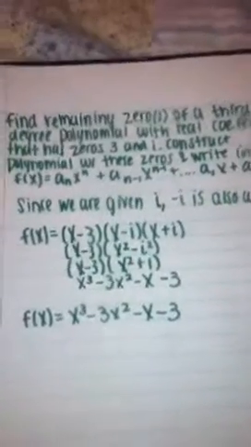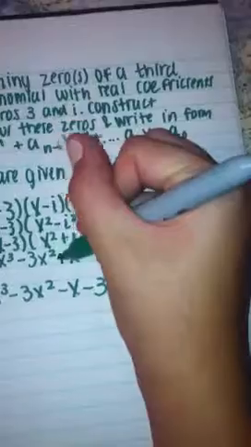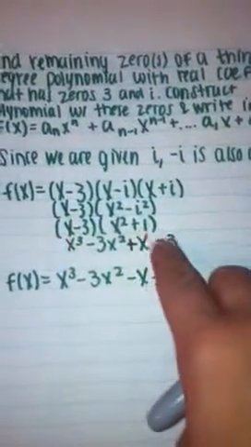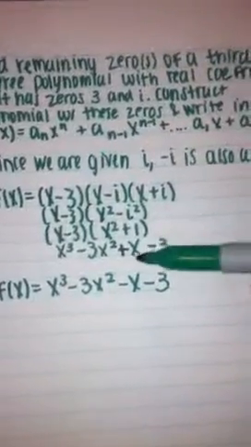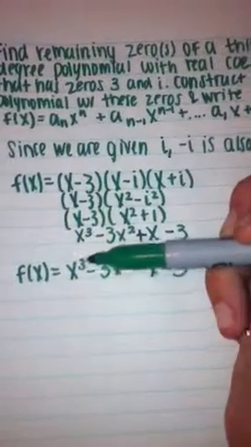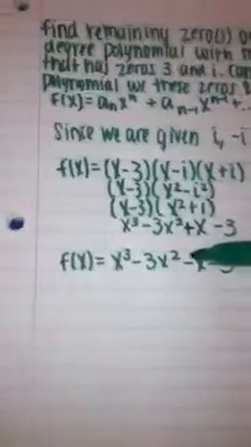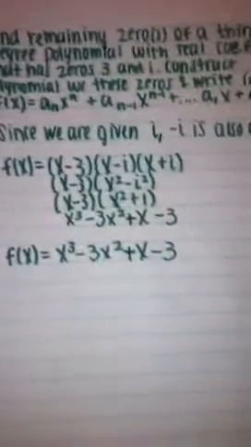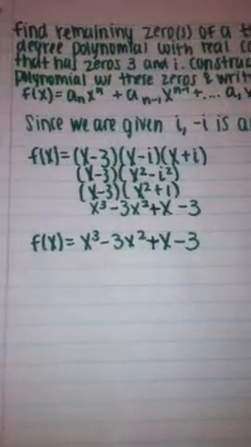Yeah, x times 1 is a positive x, so it's going to be plus x, and then minus 3, because negative 3 times 1 equals negative 3. So f of x equals x to the third minus 3x squared plus x minus 3. And that is how you find the zeros of a third-degree polynomial given two, with one of them being imaginary.